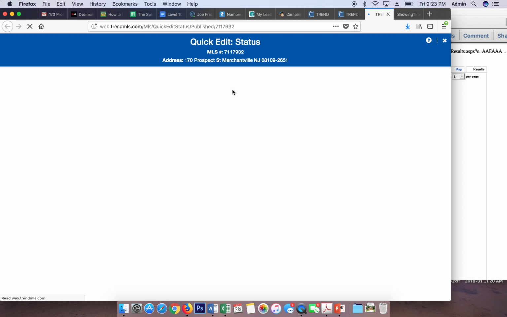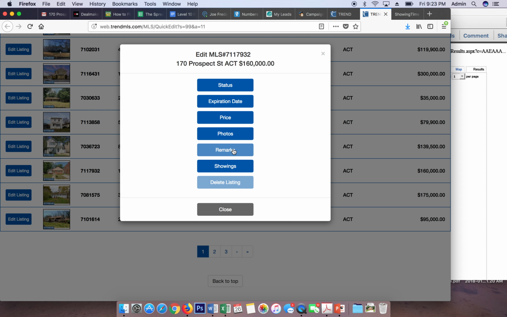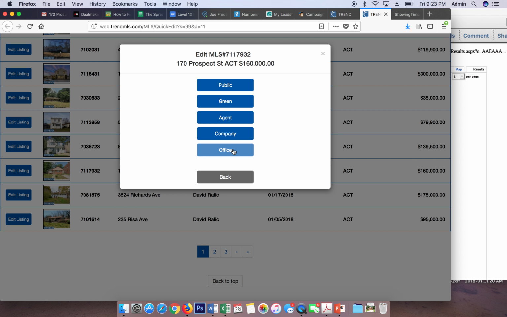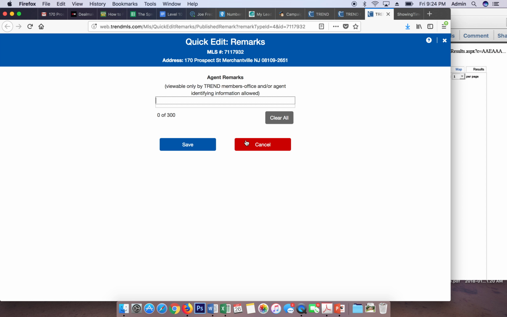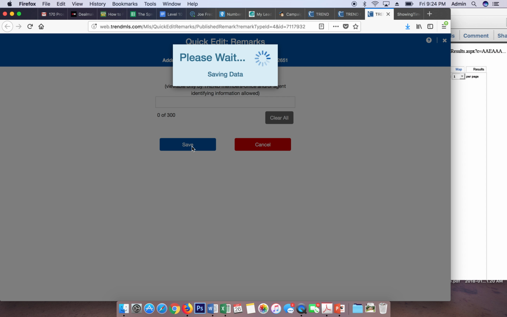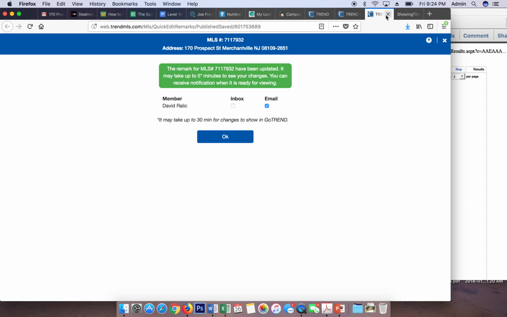I'm going to go to status, and I am going to, whoops, not that, not status. I'm going to remarks. The agent remarks, not cool. You can never, never, ever put this combo information in here. That's not okay, so we're not going to put that in here. We're just going to leave that the way it is, blank.